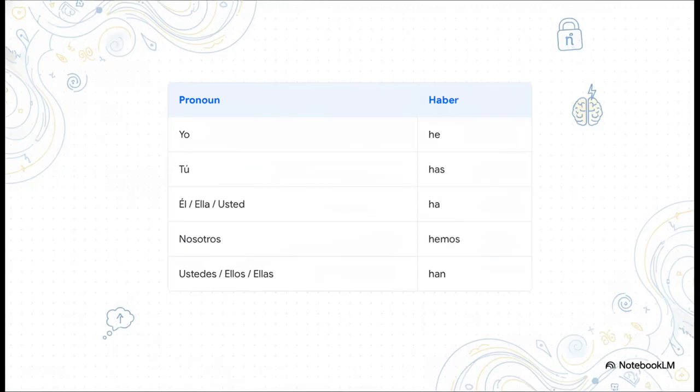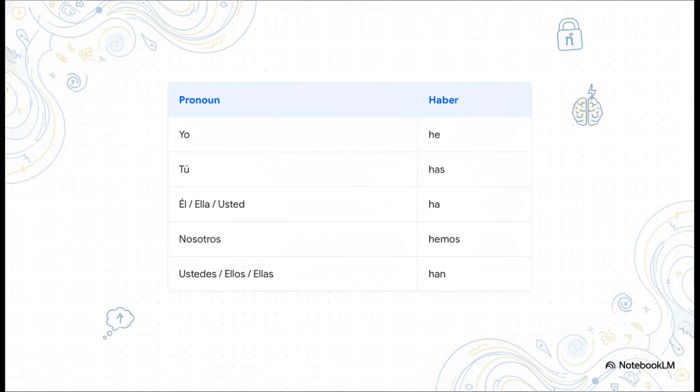To execute step 1 of our formula, you are going to need these exact conjugations of haber. I highly encourage you to take a screenshot of this clean grammar rule right now for your notes. Got it? Awesome. Let's read through them rhythmically to really get the sound in our ears.